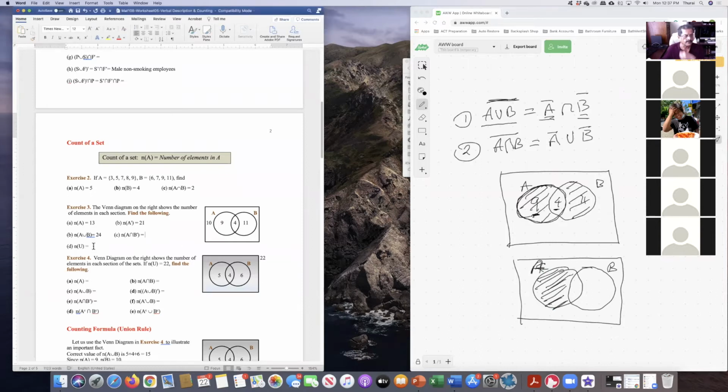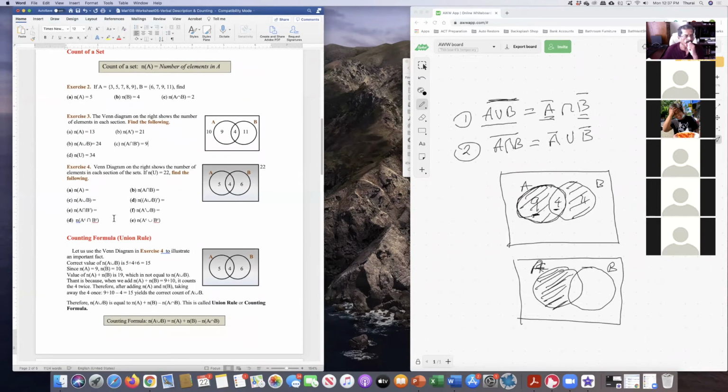Count of the universal set. Okay, how do we figure that? It's 34. Add up all of them. That has to be the universal set. 34. This is 9.